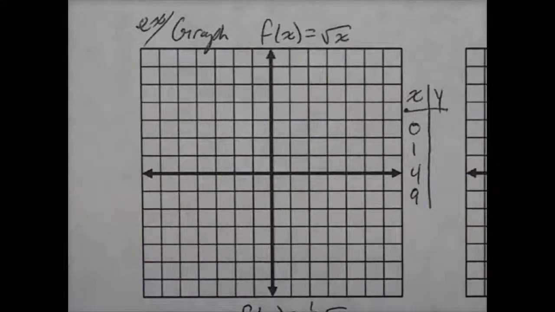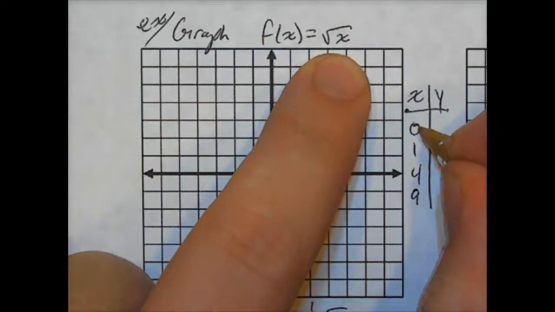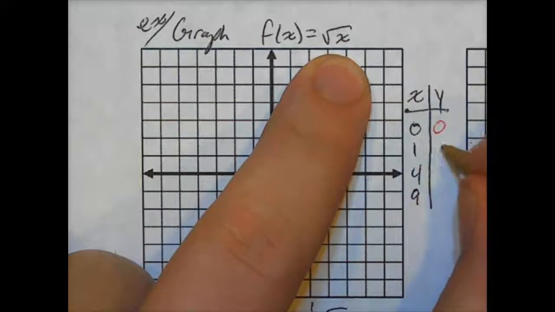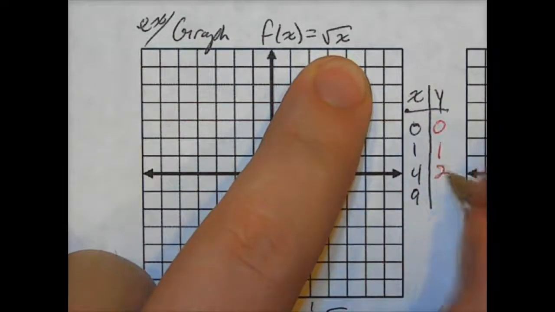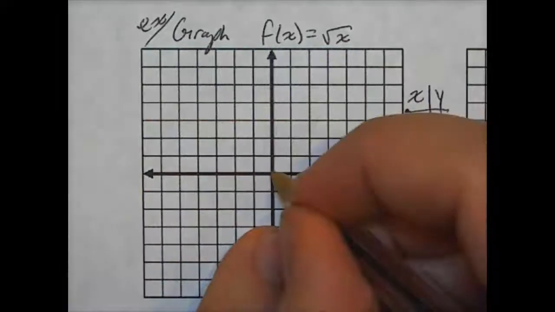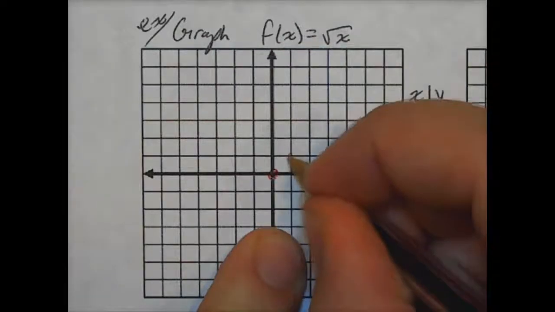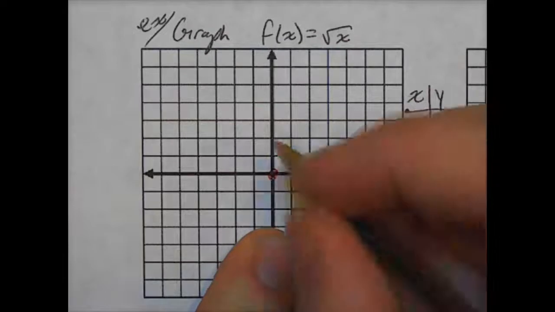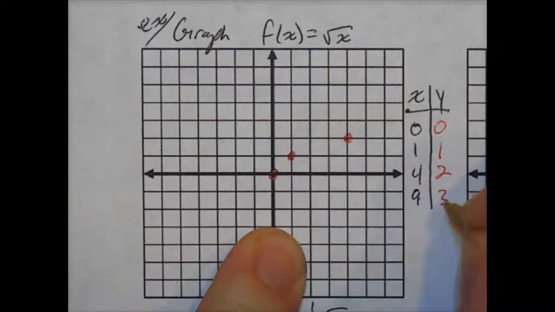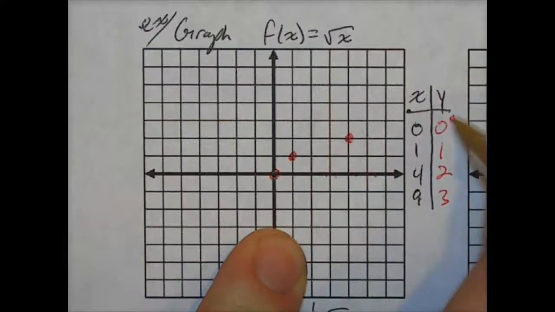Just to remind you guys, if we have the square root of x, the square root of 0 is just 0. The square root of 1 is just 1. The square root of 4 is 2. The square root of 9 is 3. So when x is 0, y is 0, so I have a point at (0, 0). When x is 1, y is 1, so I have a point at (1, 1). When x is 4, y is 2, so 1, 2, 3, 4, 2. And when x is 9, y is 3, so 1, 2, 3, 4, 5, 6, 7, 8, 9, and 3. So it'd be somewhere out there.